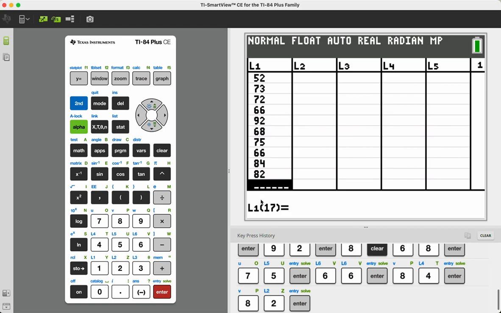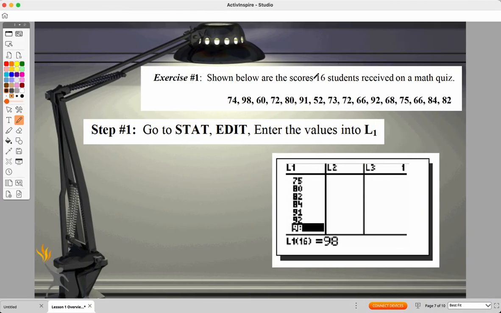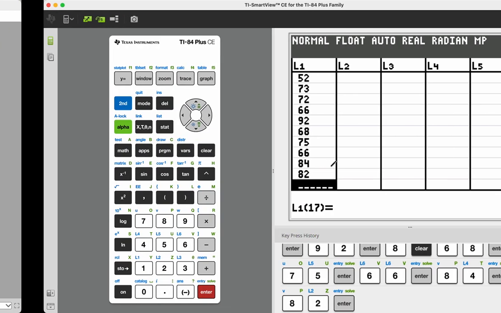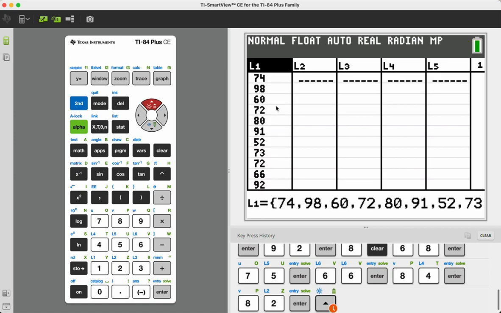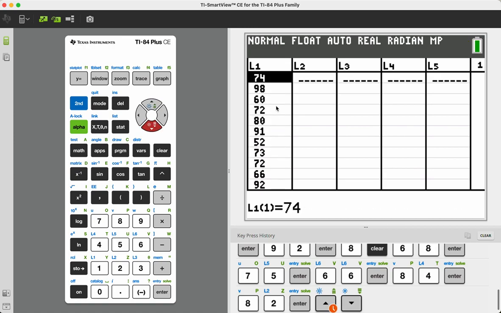I know it says 16 students, so I know I've got all that in the calculator. I always run down real quick to make sure I've got them all. So I arrow up and check it one more time. 74, 98, 60, 72, 80, 91, 52, 73, 72, 66, 92, 68, 75, 66, 84, and 82. So I've typed everything in correctly, because if I don't type it in correctly, I know I'm going to make a mistake.